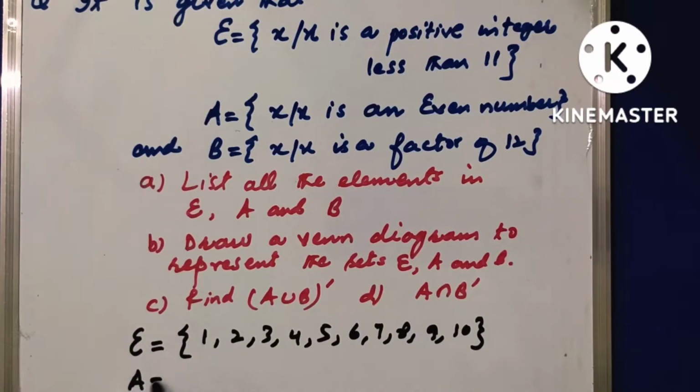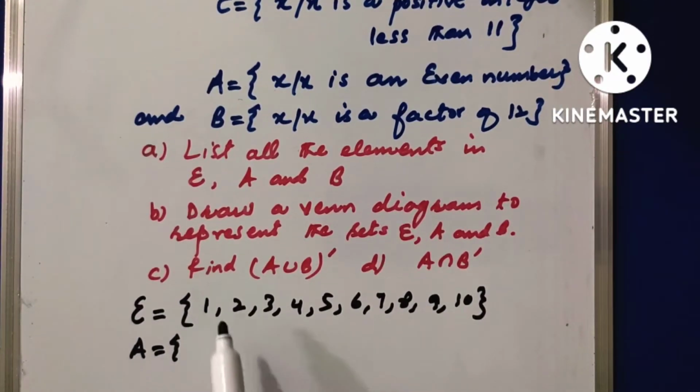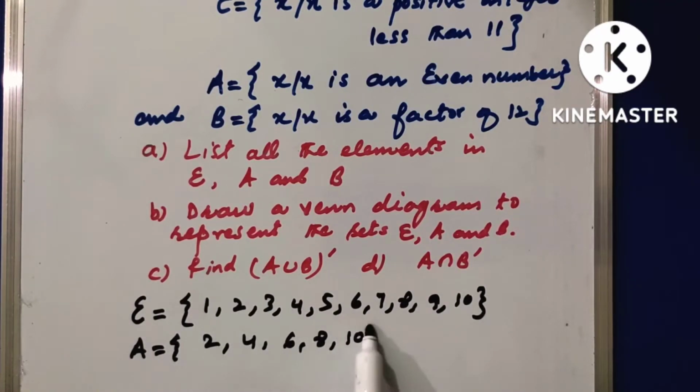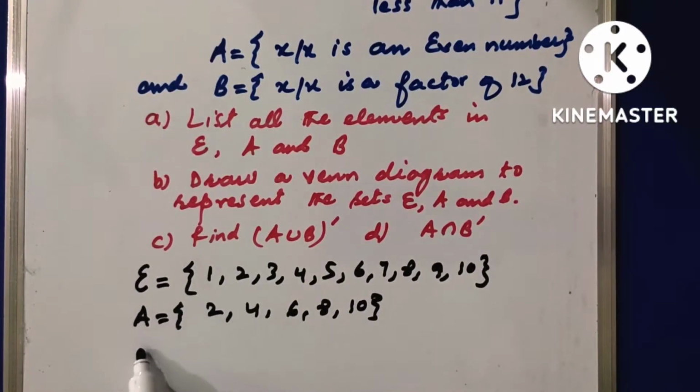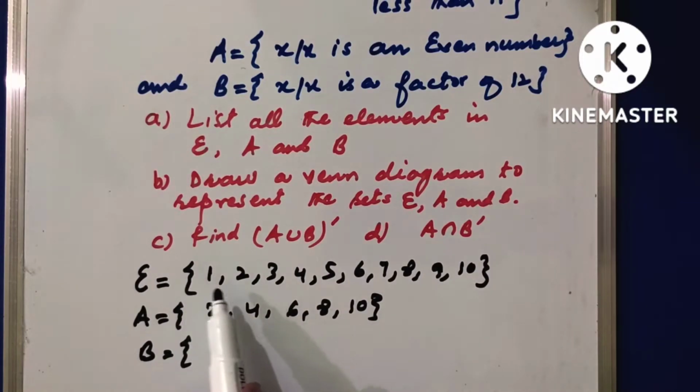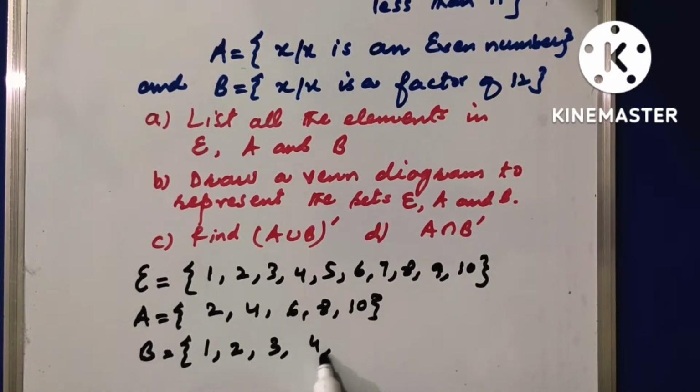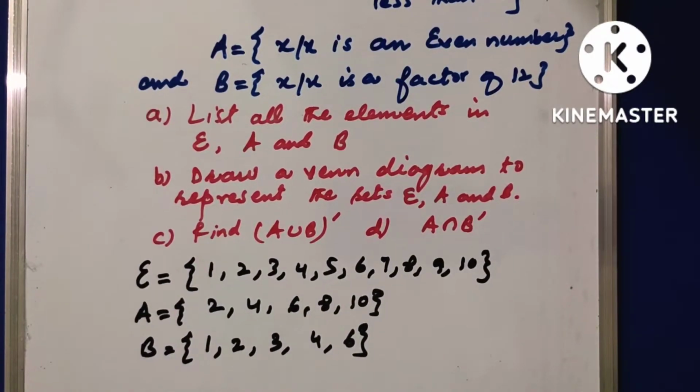Now A part, set A, x such that x is an even number. Now we are going to pick even numbers from universal set, just like 2, 4, 6, 8, 10. Now set B, factor of 12. 1 is a factor of 12, 2 is a factor of 12, 3, 4 and 6. Now this is A part.